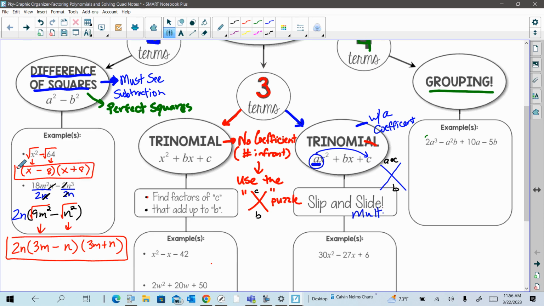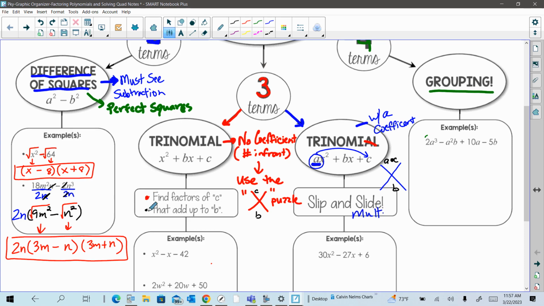Now, for this next one, if you have 3 terms separated by addition or subtraction, then we have 2 options. Does it have a coefficient? So with a coefficient would be slide and multiply. That's to the right over here. Without a coefficient, or let's say the coefficient is a visible 1, then we're going to go straight, no coefficient, no number in front, straight using the X puzzle.